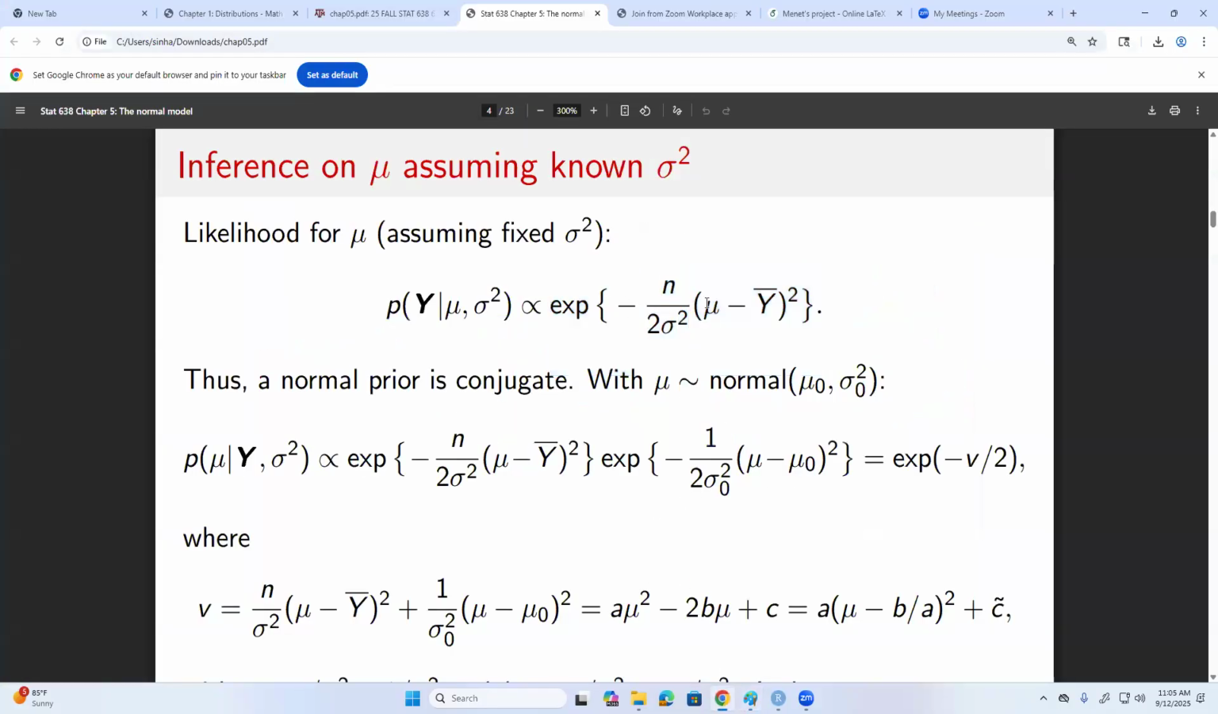So here you have n over 2 sigma square times (mu minus Y bar) square. This is the likelihood contribution, and a normal prior is a conjugate prior. So if I assume mu follows a normal distribution with parameters mu 0 and sigma 0 square, then the posterior density of mu will be proportional to this guy plus this guy.